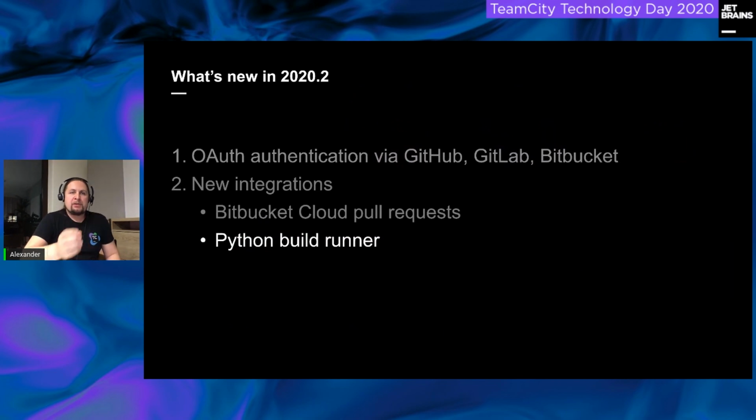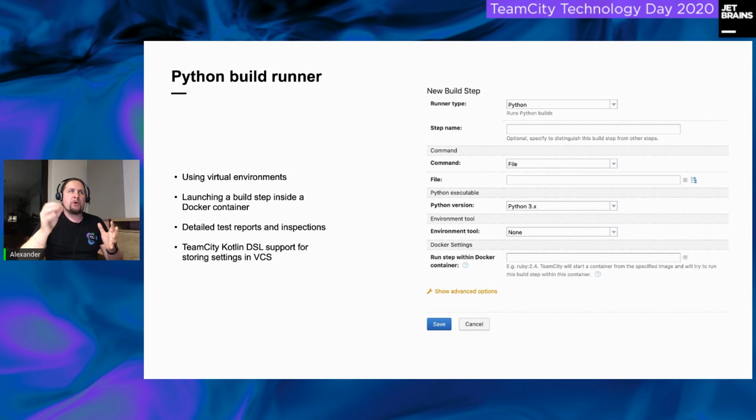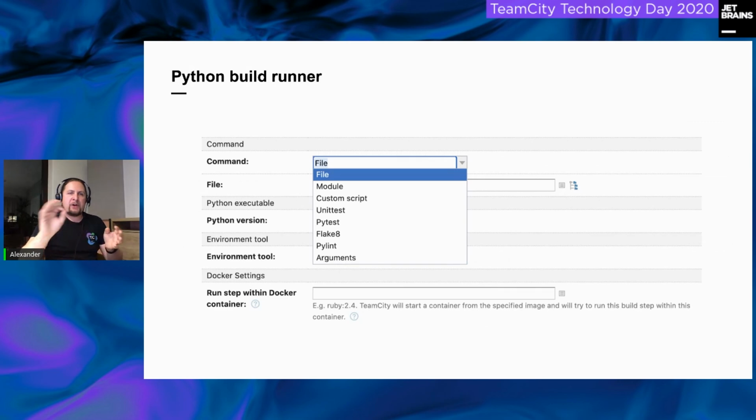Next, let's turn to build runners. TeamCity 2020.2 provides the all-new build runner for Python. The new build runner automatically detects Python installations on build agents and allows running Python programs. It works on all supported platforms on Windows, Linux, and macOS, and you can run Python build step in a virtual environment using pipenv or virtualenv, or Docker is supported as well. There is a variety of tools. The runner supports all common testing frameworks and code inspection tools.